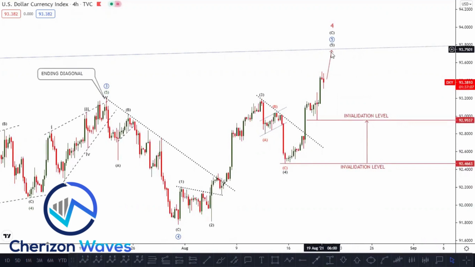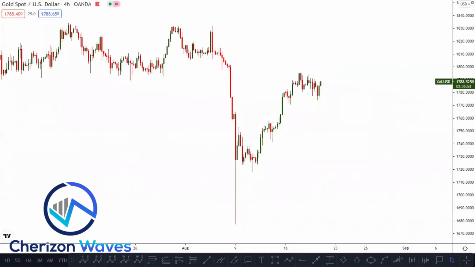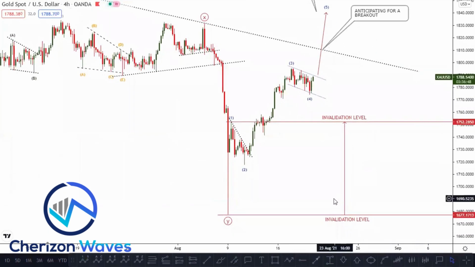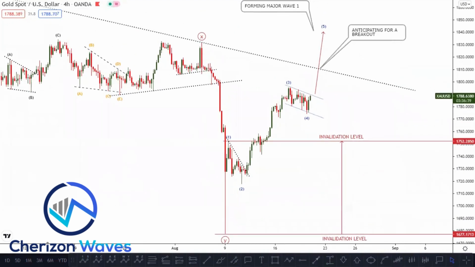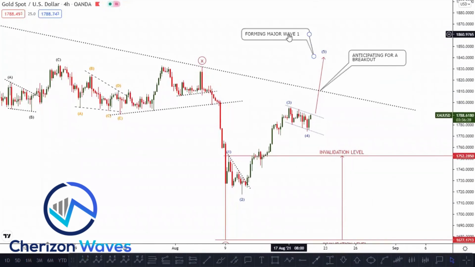So once it touches this channel, we will be looking at bearish moves on USDCHF, on DXY, and bullish moves on EURUSD. The next pair that we're looking at, the final pair, so we've finished the major pairs, is gold. So we moved stops today to the top of 1, as wave 4 cannot go beyond the top of 1. And what we're looking at is we anticipate a breakout on this trend line, and these smaller waves or minor waves that will complete a major wave 1.